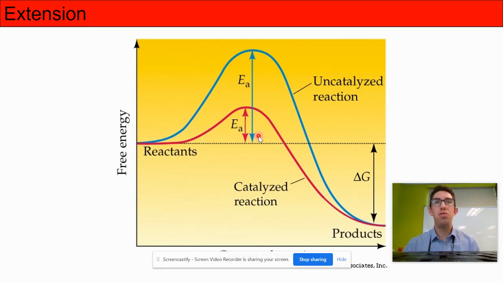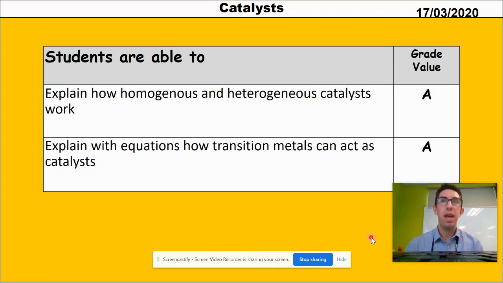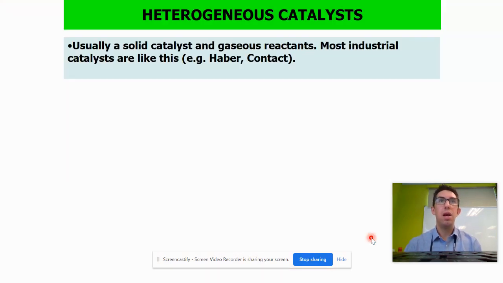The extension asks you to draw an energy profile for an uncatalyzed and a catalyzed reaction. If you can see, the uncatalyzed reaction has a much higher activation energy, the catalyzed reaction much lower, by providing an alternative pathway with a lower activation energy. Reminder here that for reactions in equilibrium, a catalyst will speed up both the forward and the backward reactions and will not affect the equilibrium. Okay, so that's what we're looking at.